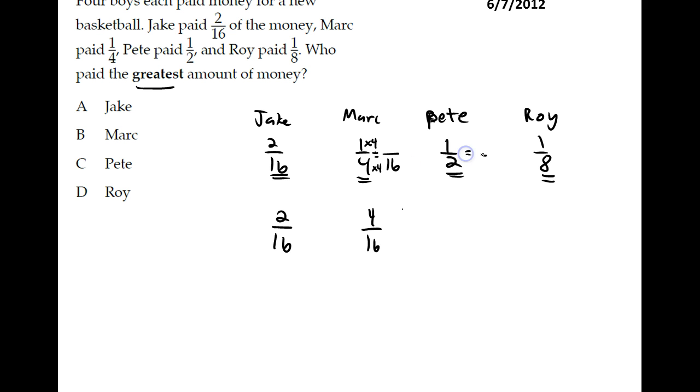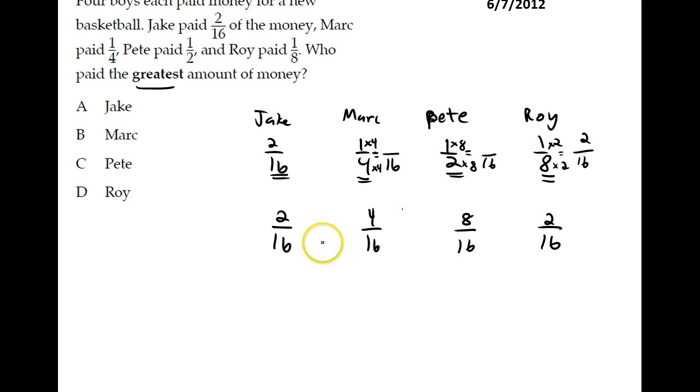How do I turn this into 16ths? I times by 8. Do the same to the numerator. Wow, Pete has 8/16. He's got double what Mark has. How do I turn this into 16ths? Times by 2. Do the same thing to the numerator. And Roy has the same thing as Jake, 2/16.